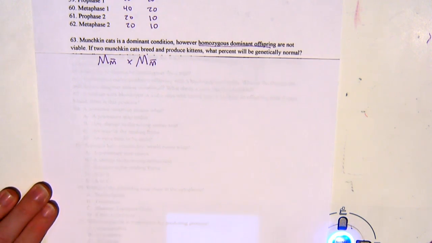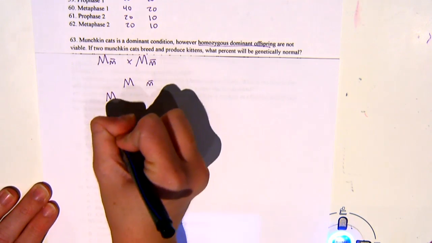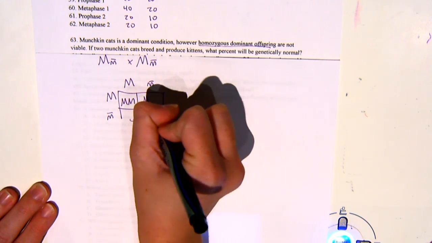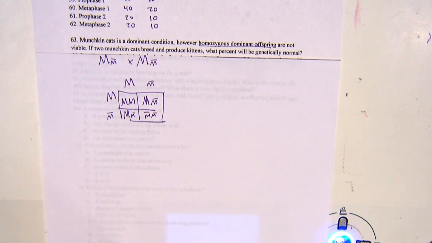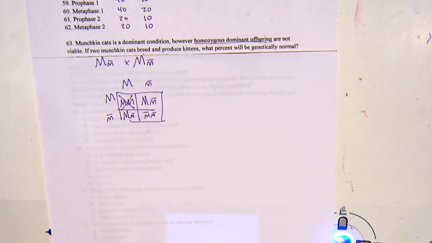So once we figured out their genotypes, we can do a Punnett square. And before we even look at the question, we are going to cross out anything that's homozygous dominant. If something is not viable, we're not going to use that in our percentages. If it can't possibly be produced, then it's not even an option. So we're going to cross out our homozygous dominant in this case because we know it's not viable.